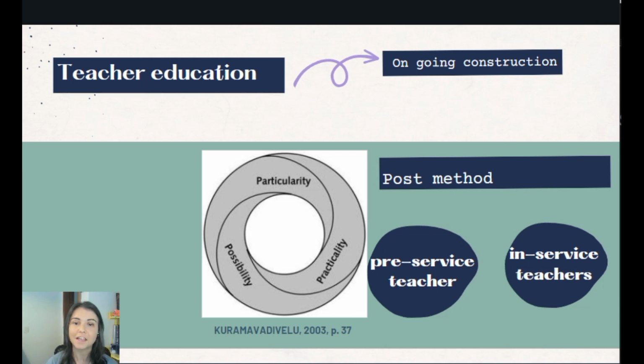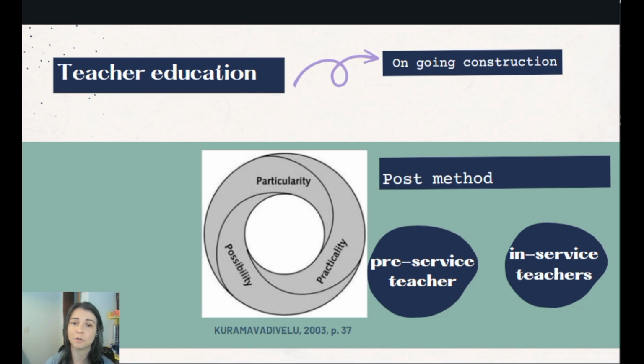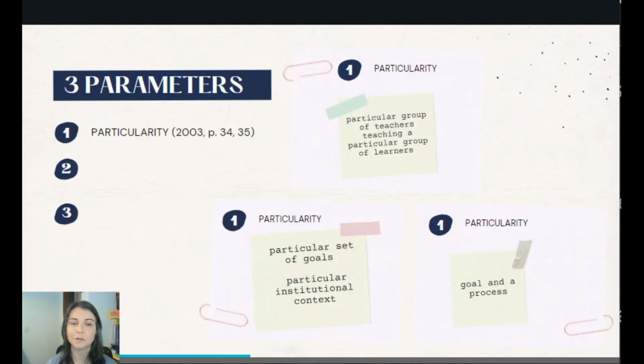or herself. So the POS method brings three parameters: particularity, possibility, and practicality. And we can think of these parameters when we talk about pre-service teacher education and in-service teacher education. They're also at the same time reflecting on how they were when they were students. Everybody who becomes a teacher has already been a student. In-service teachers build their theory when they enter the classroom. So we're going to talk a little bit about these three parameters from Kumaravadivelu.